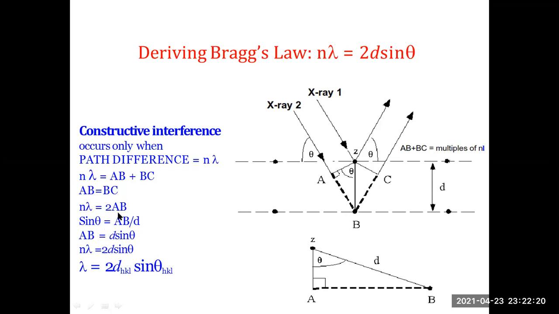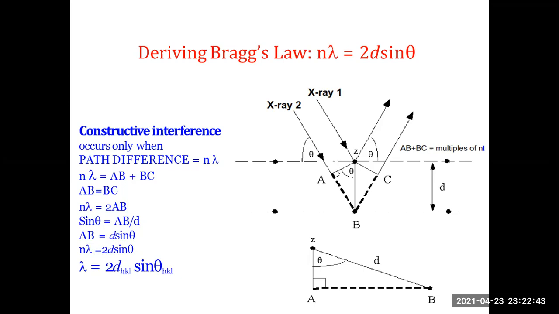And you all know that n lambda is equal to AB. So from the geometrical figure, we got the AB value as d sine theta. Therefore we have written n lambda is equal to 2d sine theta, so lambda is equal to 2d hkl sine theta hkl. This is the way the Bragg's equation can be mathematically evaluated.